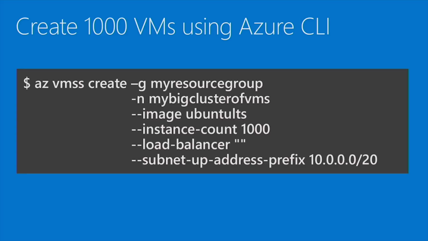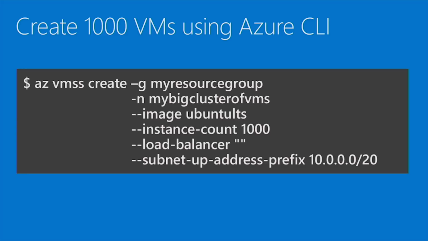In this case, this is everything I need to do to create a new resource group called my resource group. I'm going to name this scale set my big cluster of VMs. I'm going to have it be an Ubuntu-based image. I want 1,000 of them. If I did have a load balancer I wanted to wire up, I just specify the name in that parameter, and I give it a subnet IP, well, it should be IP address, it's not up address. That was a typo. But other than that, that's everything you need to do, and that will cause Azure in under 10 minutes to create 1,000 VMs, spin it up, give it a name, and you now have a managed cluster of VMs that you can take advantage of.